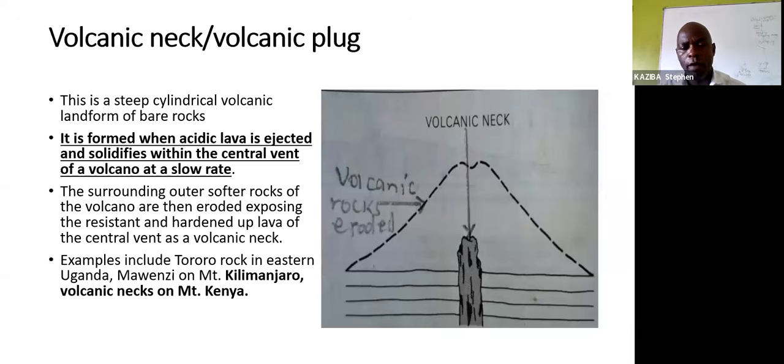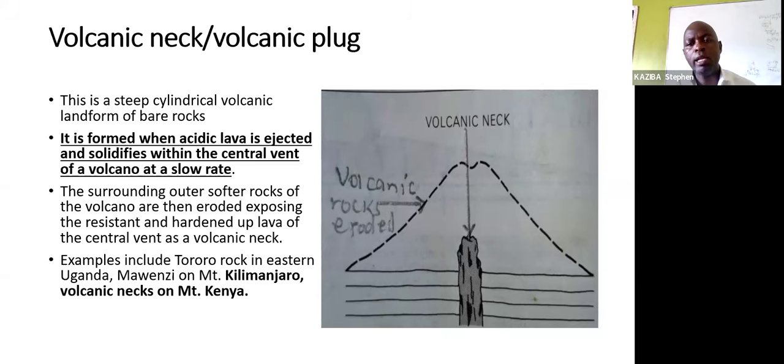Now, what happens during the formation of a volcanic neck? The material comes out and solidifies within the vent. But this material which solidifies within the vent, you have to mention, because we're talking about the relationship between nature of material and the resultant landform. So you talk about the material which gets out of the vent, which is acidic. So it solidifies around the vent.